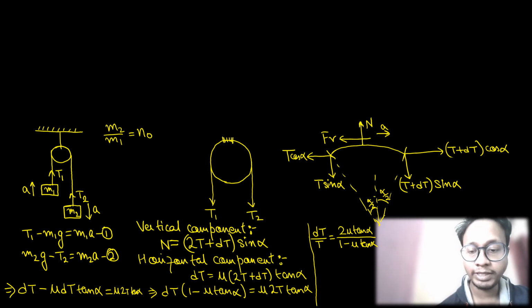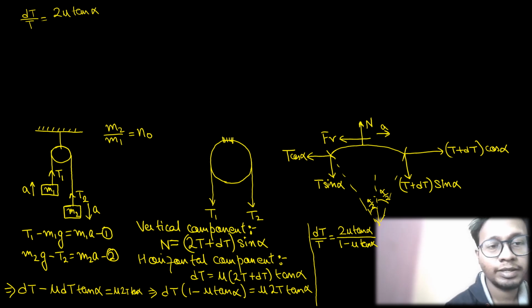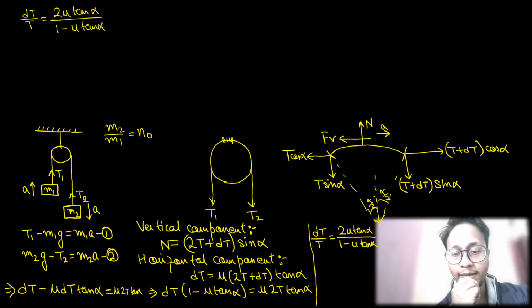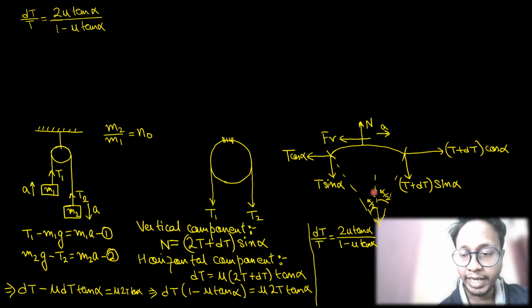Now I'm solving this value here. dT by T is equal to 2 mu tan alpha by (1 minus mu tan alpha). I made a mistake here. If this entire angle is alpha by 2, here it would not be cos alpha, it would be cos alpha by 2.